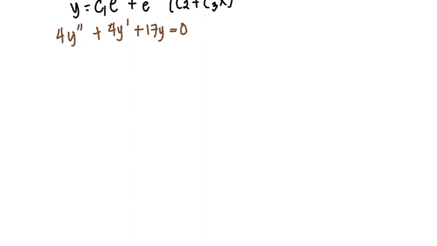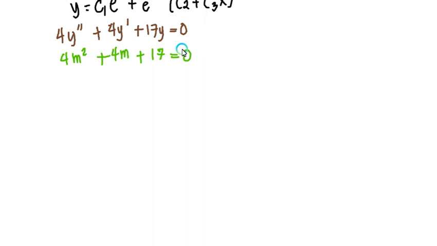So we have your auxiliary. So we have 4m squared plus 4m plus 17 is equal to 0. So we have 4m squared plus 4m plus 17 is equal to 0. This is our auxiliary equation.